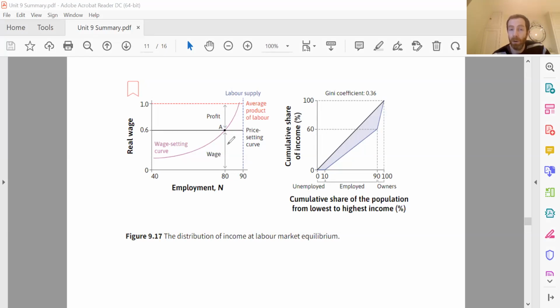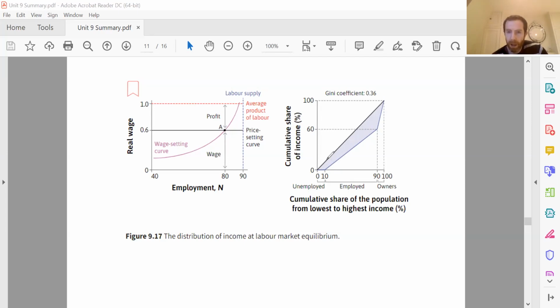And we've got 80 who are employed, and they're employed at a real wage of 0.6. So what we're imagining here is that the average product of labor, the total output per worker, is an output of 1. And of that value 1, the workers are getting 0.6, and therefore the owners of the firm are getting the remaining 0.4. So what we then do is translate this into one of our Lorenz curve diagrams.